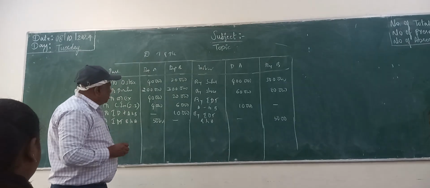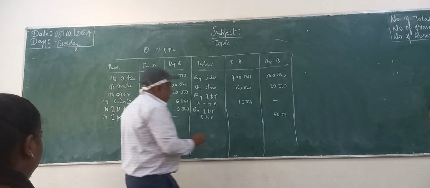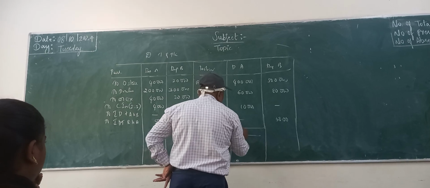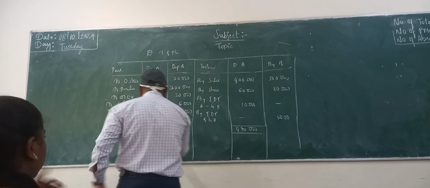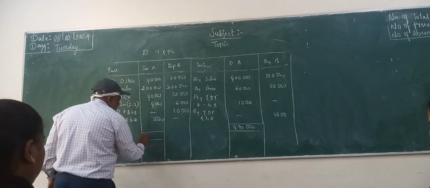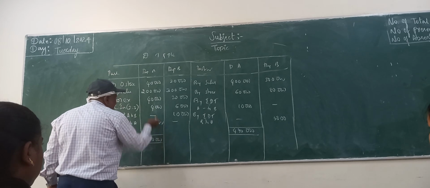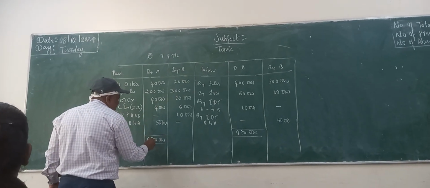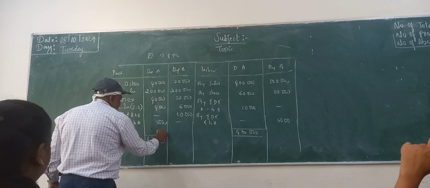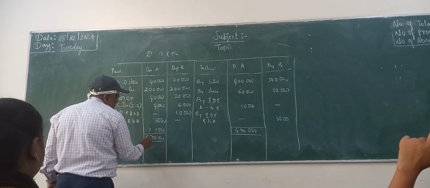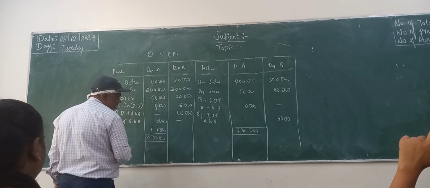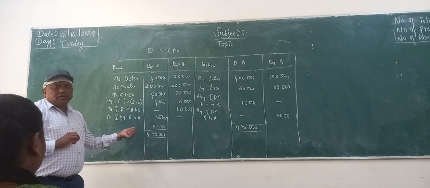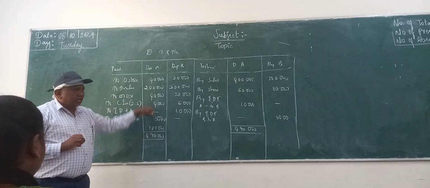Now I should close department A first. How much cost? Total how much? 4,70,000. Here also 4,70,000, minus this, right? Anyone fast? 2,89,000. 1,81,000. Correct, right? This is subtract, all you get this.